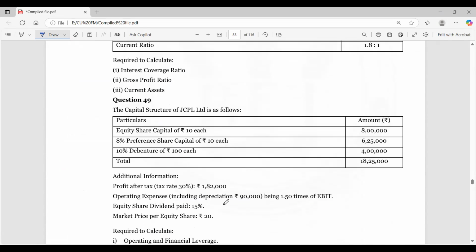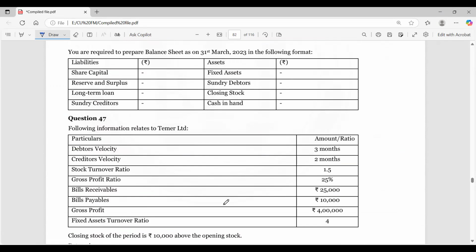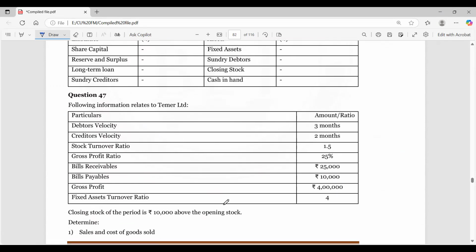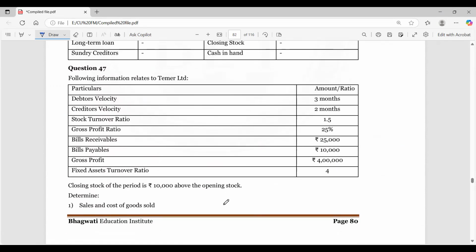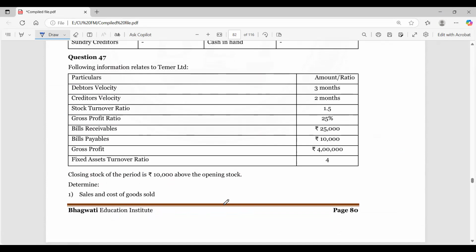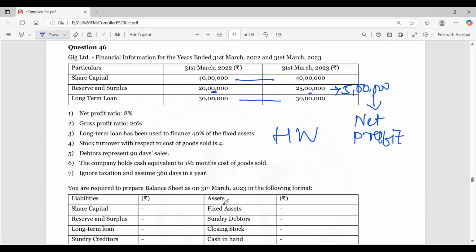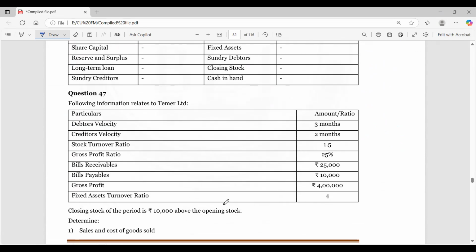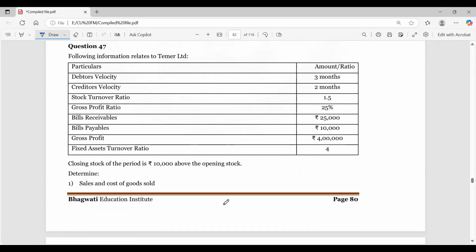47, 48. Okay, you want a break now? Everyone? Or can we go after 15 minutes, after solving the 47th question? After this. So look at question number 47, 46 homework.